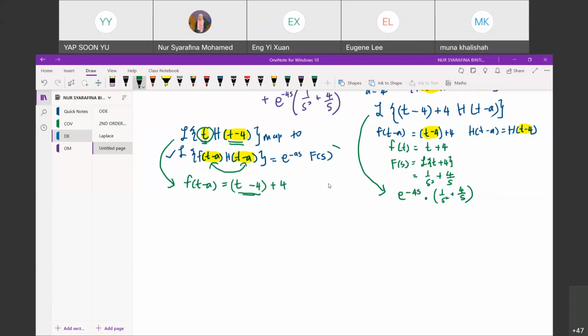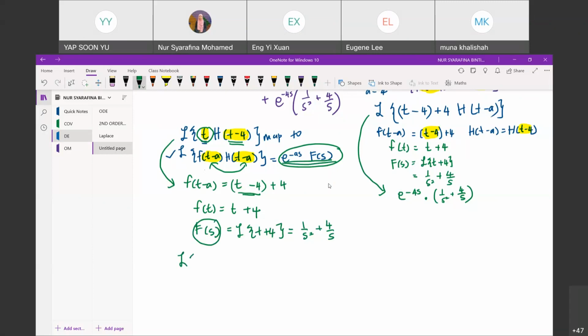Okay, so now we want to have this transformation. When f(t minus a) is t minus 4 plus 4, then you know that f(t) equals t plus 4. Just eliminate this. Why? Because why do we need to have f(t)? Because we want to have F(s) by transforming t plus 4 here. So you will have 1 over s squared plus 4 over s, transforming one by one. So you have F(s). Why do you need F(s)? Because you want to transform here, you need to have F(s).